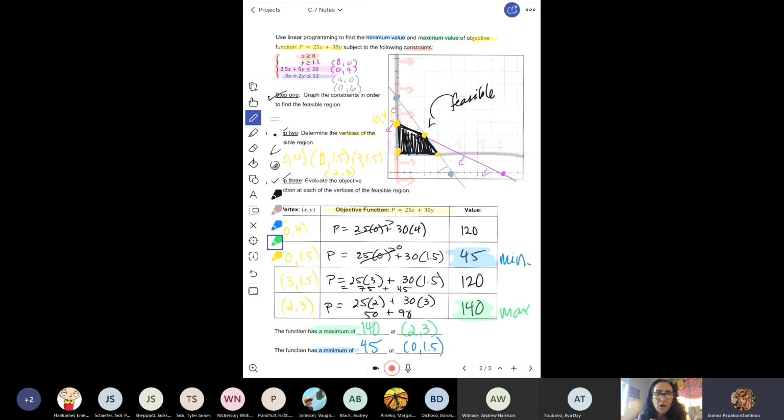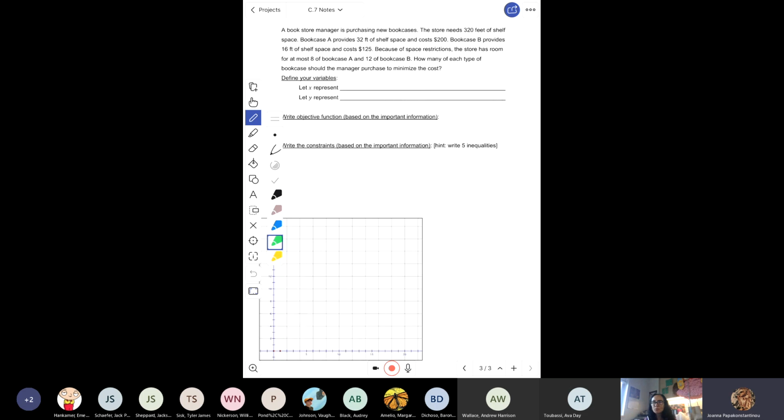Excellent. Okay, let's do another example. Word problems, because I know you love them. A bookstore manager is purchasing new bookcases. The store needs 320 feet of shelf space. Now, bookcase A provides 32 feet of shelf space and costs $200. Bookcase B provides 16 feet of shelf space and costs $125. So I'm seeing my variables.